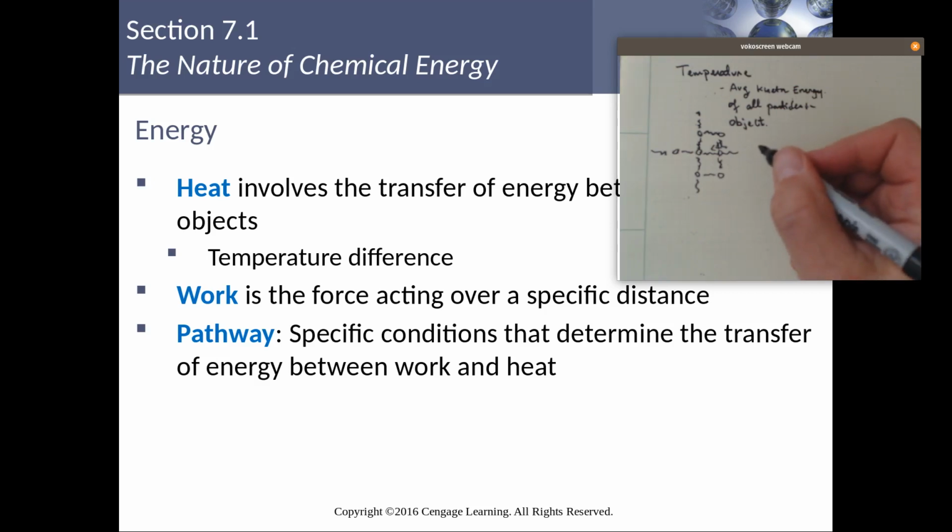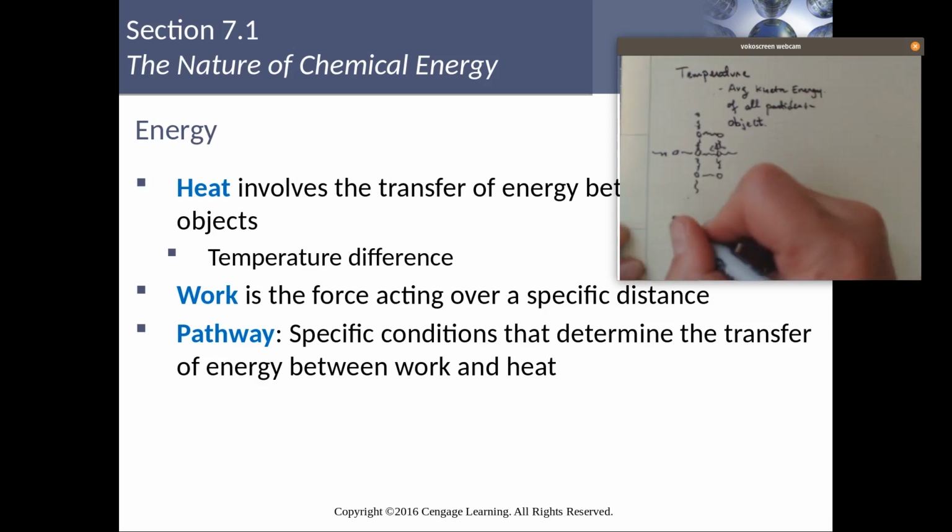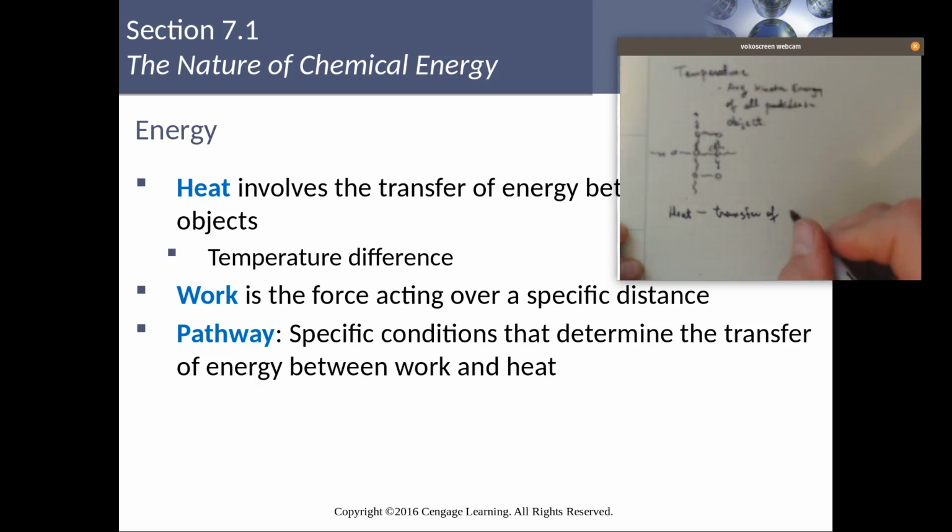So heat is a measure of the transfer of energy between one object and another. So heat means I've transferred energy, and it depends upon a temperature difference.